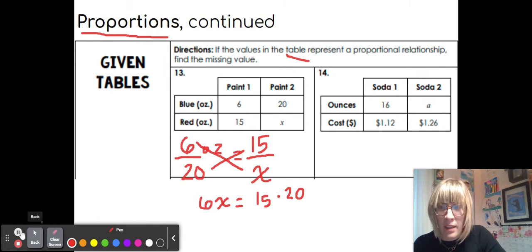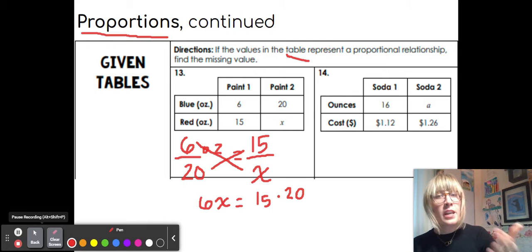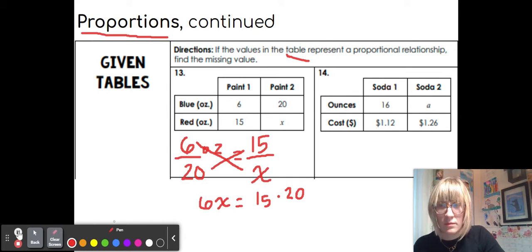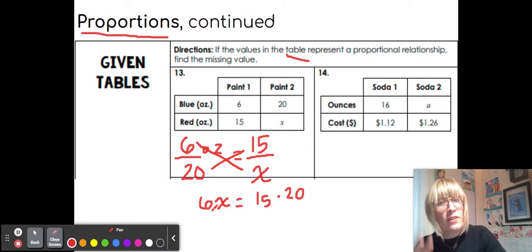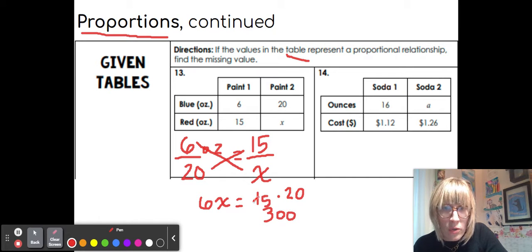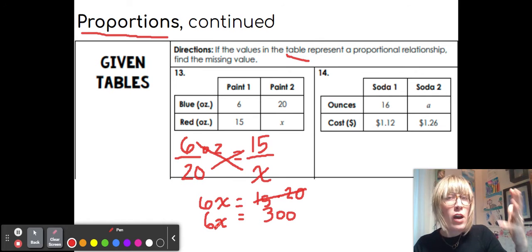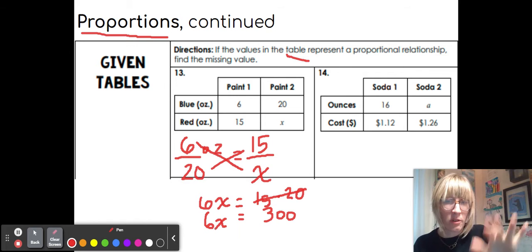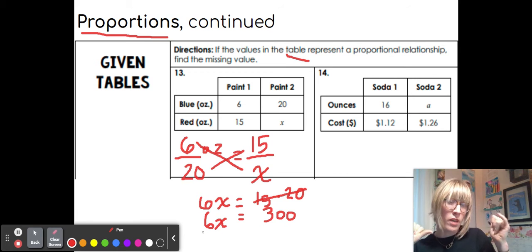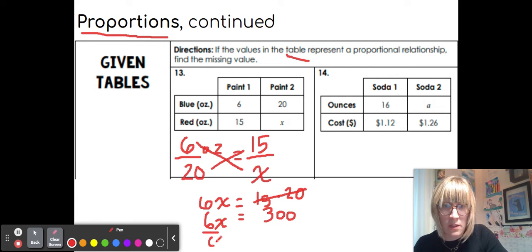As we look at our notes, we know that the next step is to combine these like terms. So we have our 6x, and then 15 times 20, which gets us 300. This is no longer called 15 times 20, it's now called 300. So we have 6x is equivalent to 300, but we want to know how much is 1x. They're connected by multiplication, so 6 is going to do the opposite. So I'm going to divide.